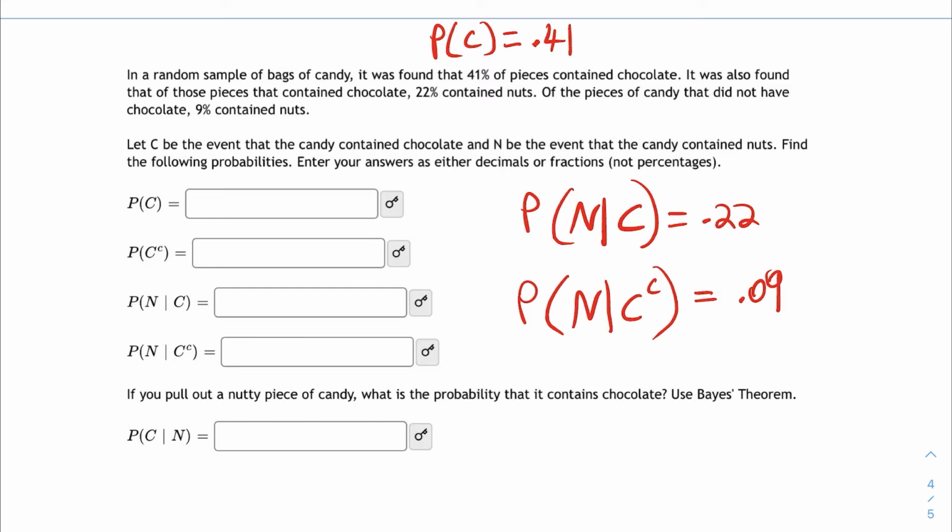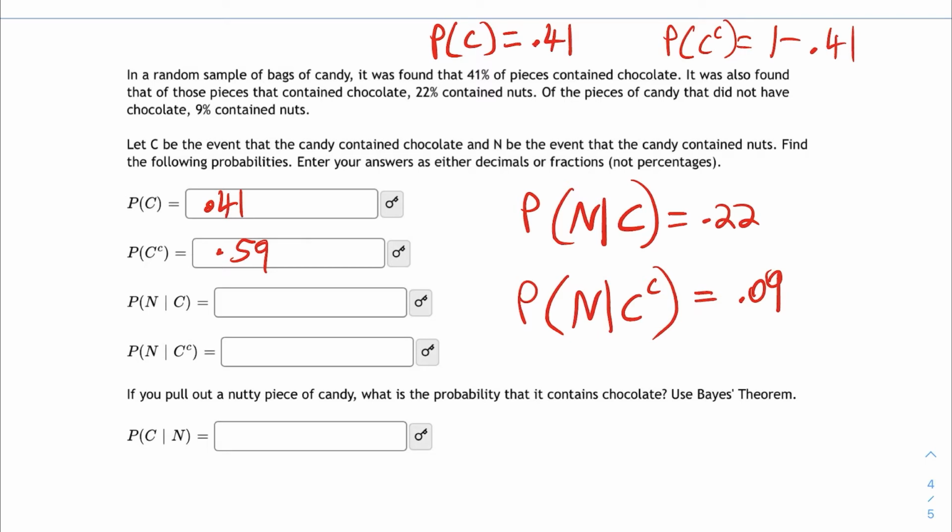It says, let C be the event that the candy contains chocolate, and N be the event that the candy contains nuts. Oh, well, ahead of the game there. Find the following probabilities. Enter your answer as either decimals or fractions. Well, the probability of C, that was given, 0.41, that's a decimal. The probability of not C. Well, since C and not C are complements of each other, the probability of the complement of C is equal to 1 minus the probability of C. So the probability of not C then is 0.59.